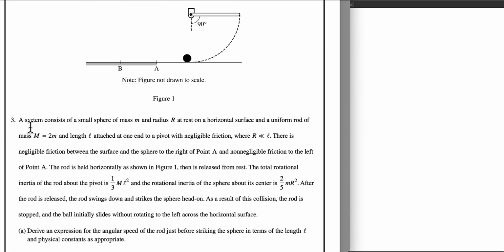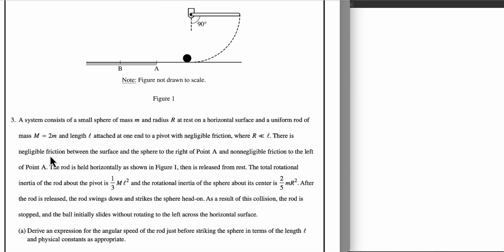A system consists of a small sphere of mass m and radius capital R at rest on a horizontal surface, and a uniform rod of mass capital M, which is 2m. We're going to use that later on to simplify the result, and length L attached at one end to a pivot, that's right here, with negligible friction, where capital R is far less than the length of the rod.